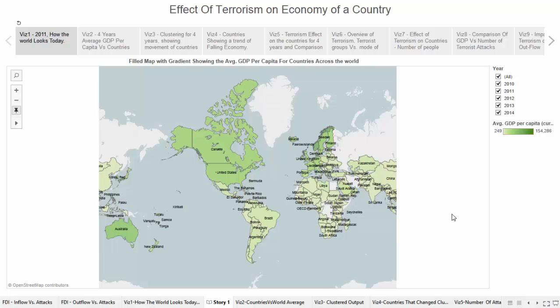This is our first visualization, showing the average GDP per capita for countries across the world. This graph has been color coded, with dark green depicting the country with the highest average GDP per capita, and in this case it is Norway.